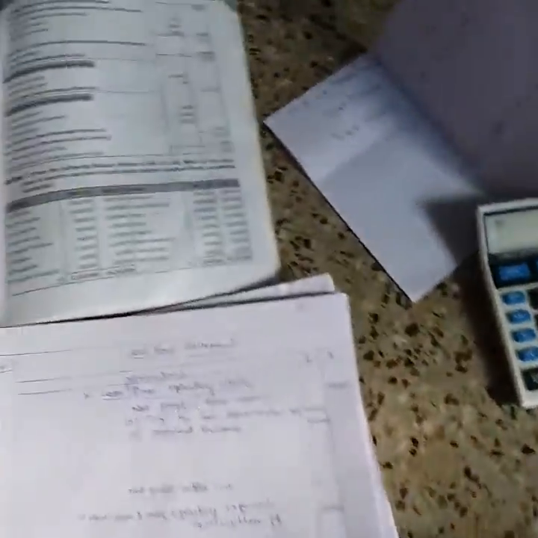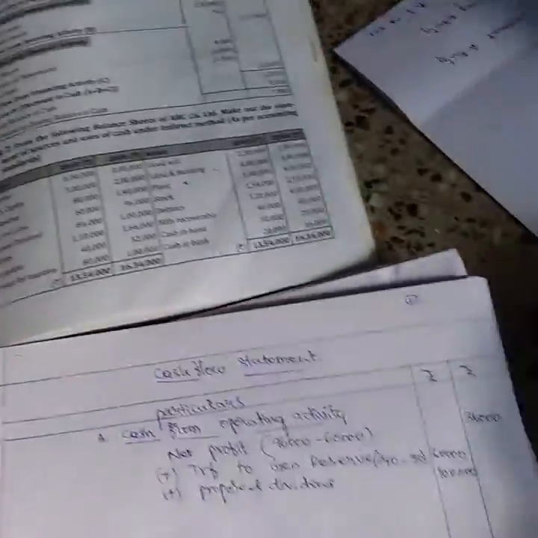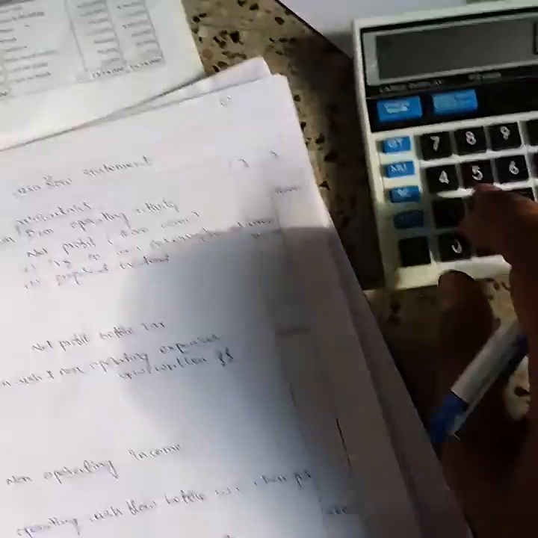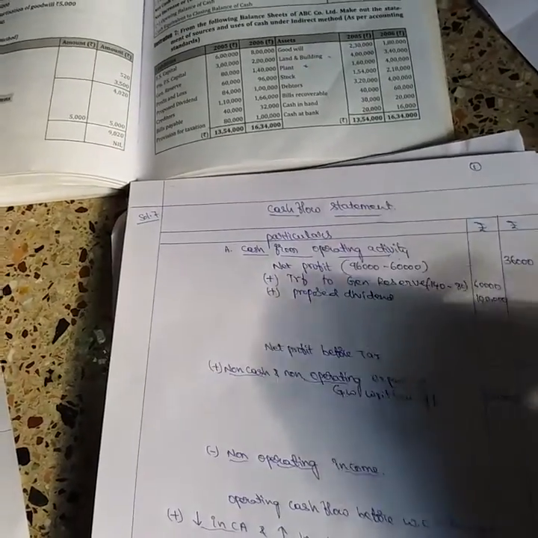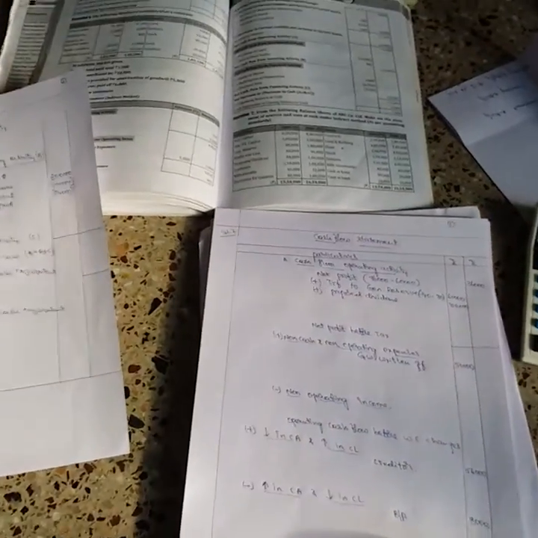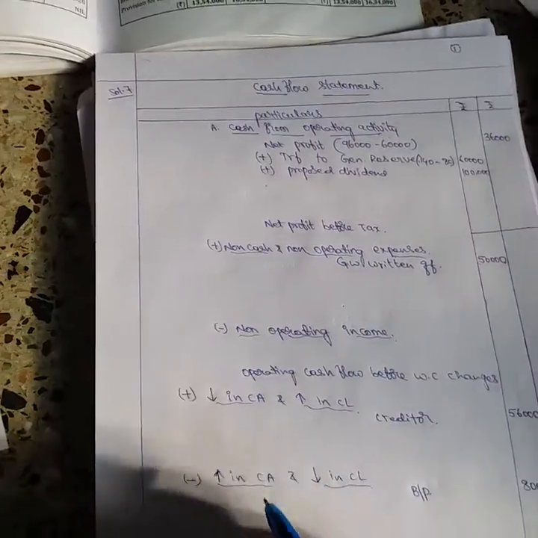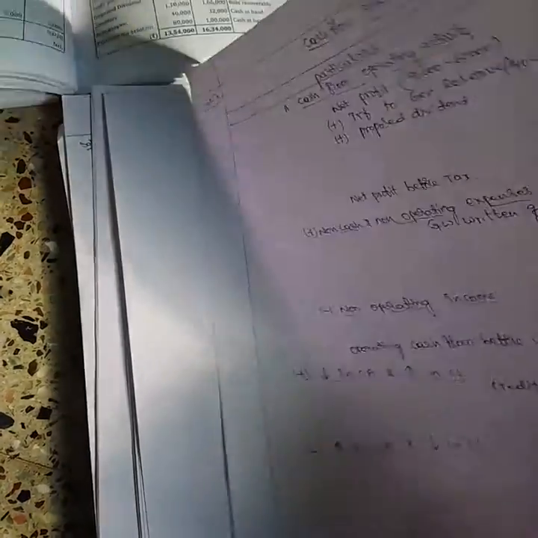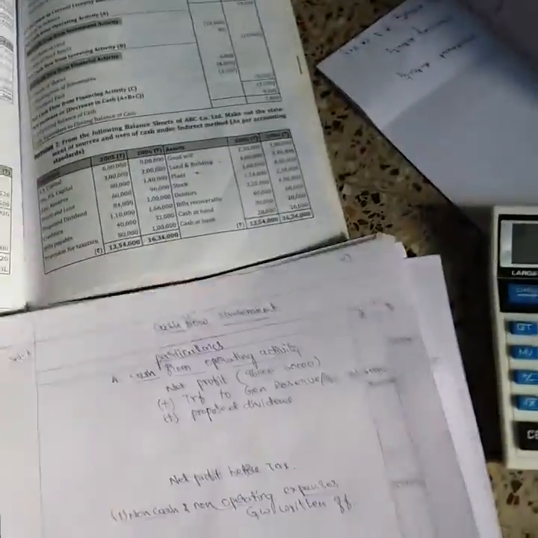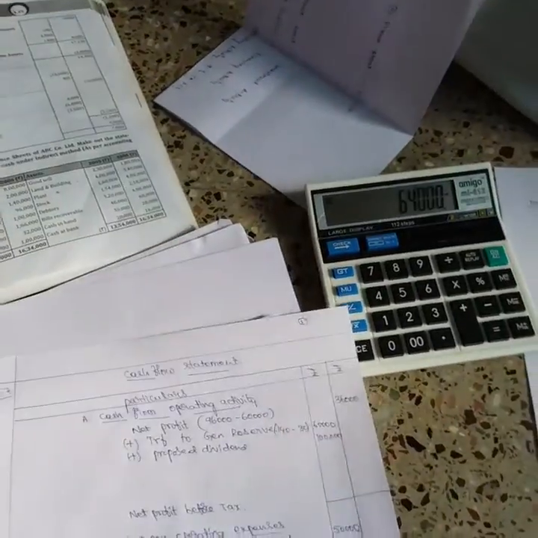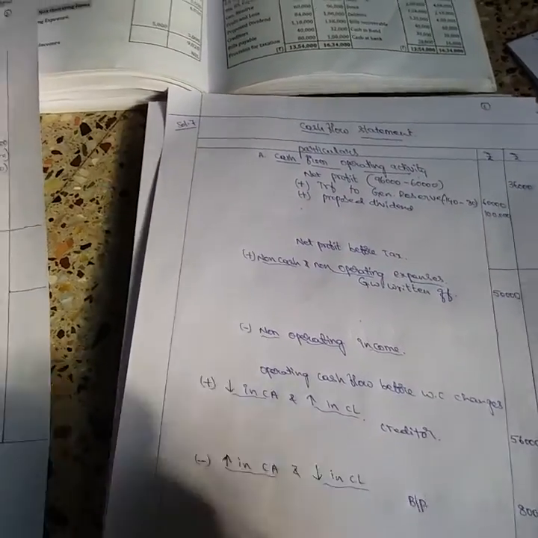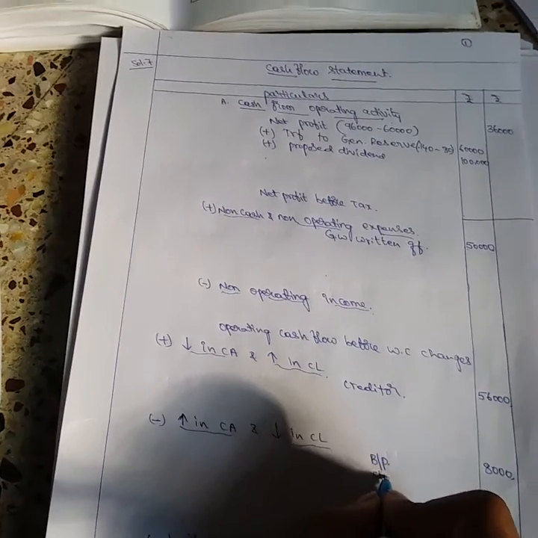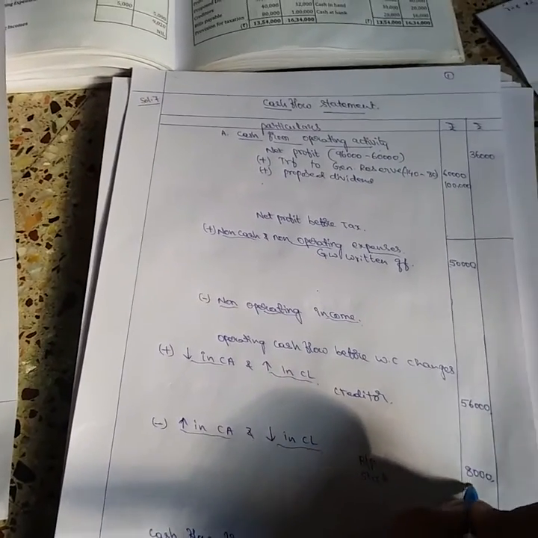Next, stock. Current asset increased, 2,18,000 minus 1,54,000. 64,000 worth of current asset increased. If current asset increased, it should be deducted in operating activity. Stock. Increase in current asset. Stock increased by 64,000.